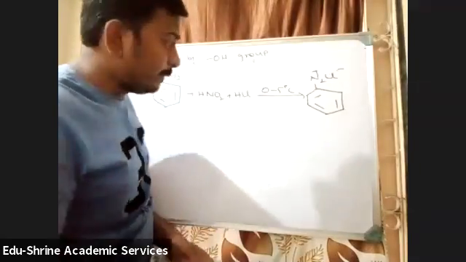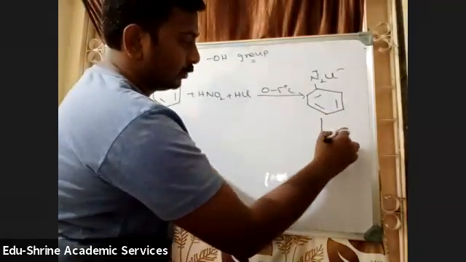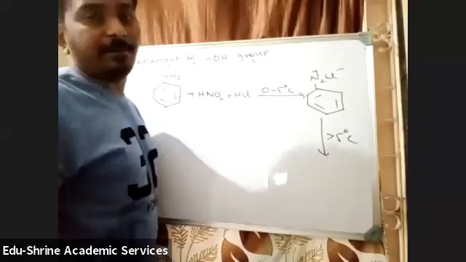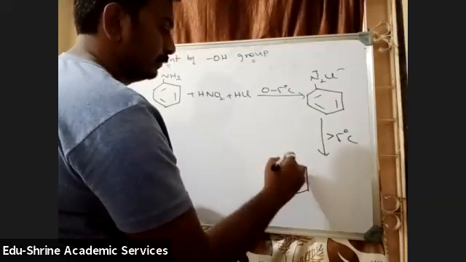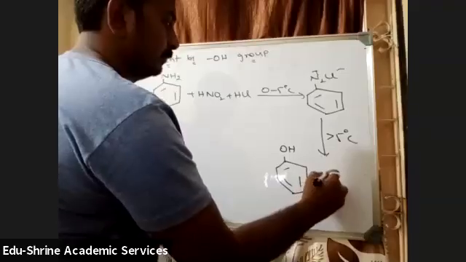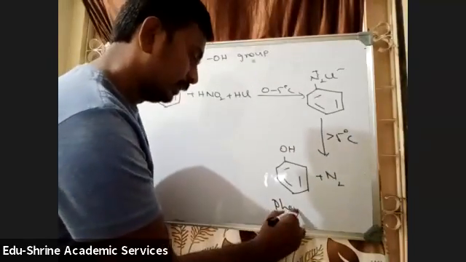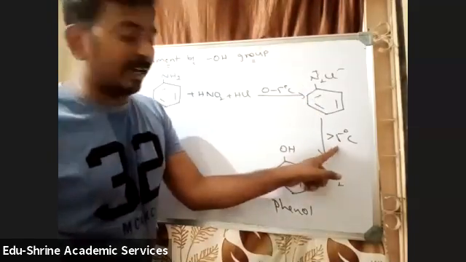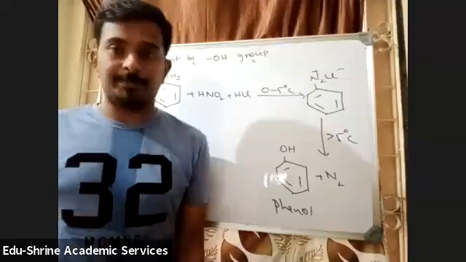So how can it be done? By raising the temperature to greater than 5 degrees. If the same reaction is done by increasing the temperature to greater than 5 degrees, then we will be getting phenol. So take benzene diazonium salts, heat it to a temperature greater than 5 degrees, we will be getting phenols as the products. Already we have seen this reaction in the morning, right?